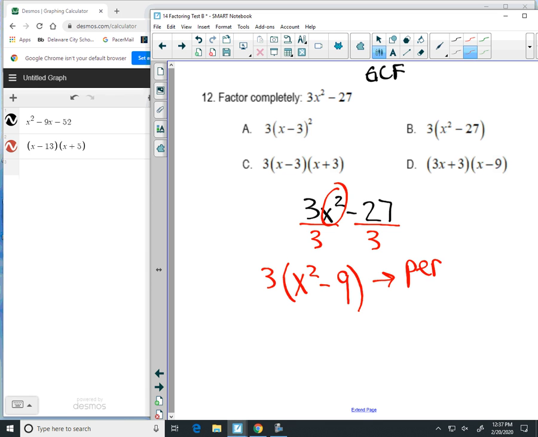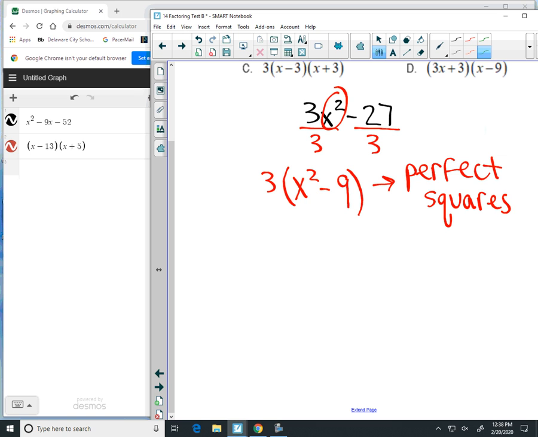What's perfect about those numbers inside the parentheses? Yes, they are perfect squares. So that's one thing that's kind of tricky about this one. This is a 2-in-1. So we have to GCF and do difference of squares with this problem. This one might be a great one for Desmos.